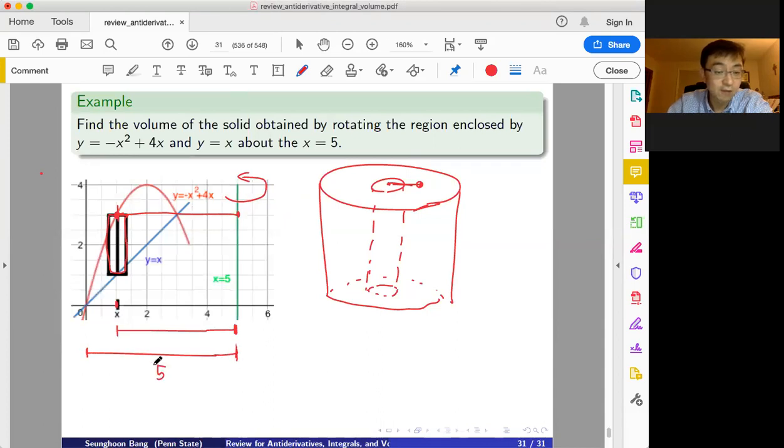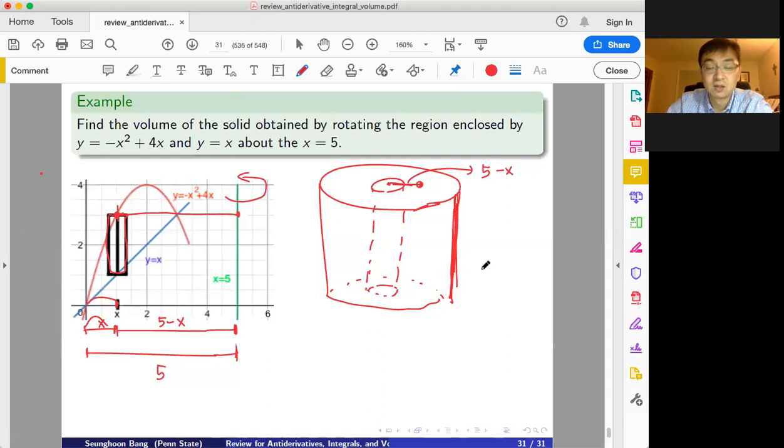This is 5. What is this one? This one is x, right? This is x here. So this radius is 5 minus x, right? Since 5 is a positive number, we always subtract. So we have 5 minus x.